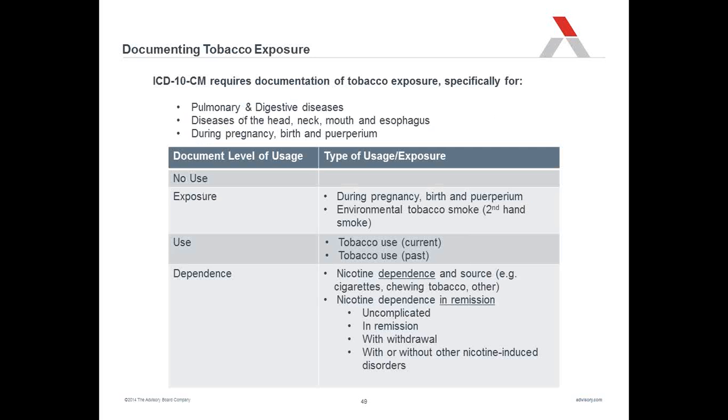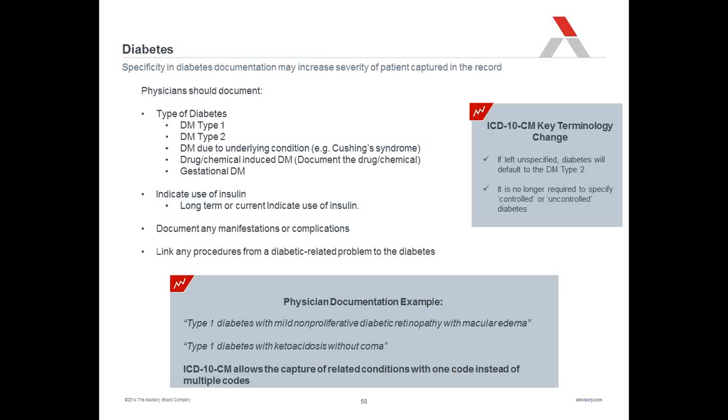We talked about the importance of documenting tobacco exposure in ICD-10, and this is a new focus within ICD-10 that will help us with the ability to identify diagnoses and procedures that are affected by the patient's use of tobacco. So it's very important to document the level of usage and the type of usage or exposure if it's known, whether it's current or past usage, whether it's dependence, whether it's in remission, whether it's secondhand smoke. All of those things are important to include in your documentation.